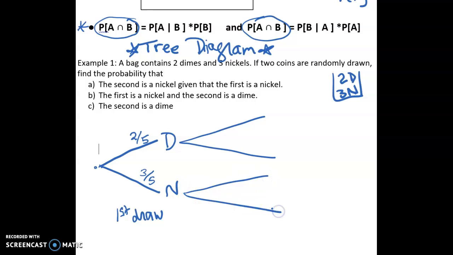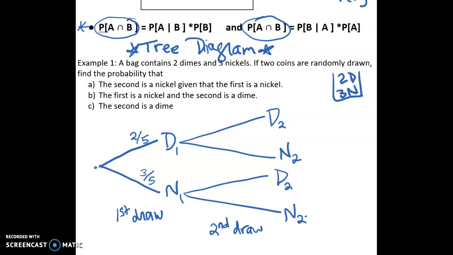Depending on which way we went, I'm going to call this dime sub 1. So on the first draw, I got a dime. Now this second set of branches represents the second draw, the second coin drawn. Notice if we had a dime on the first, we could get a dime on the second, or we could get a nickel on the second. Or if we got a nickel on the first, we could get a dime on the second or a nickel on the second.